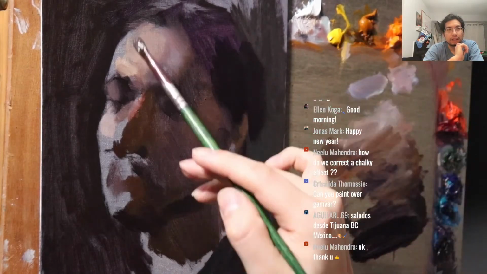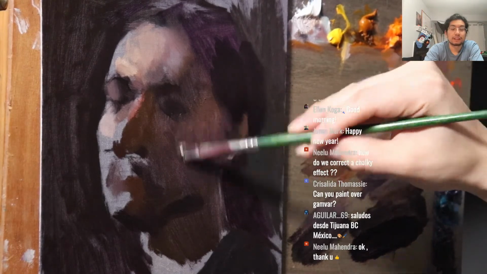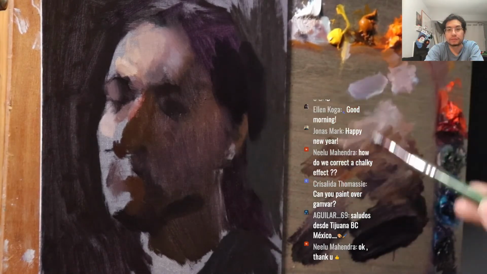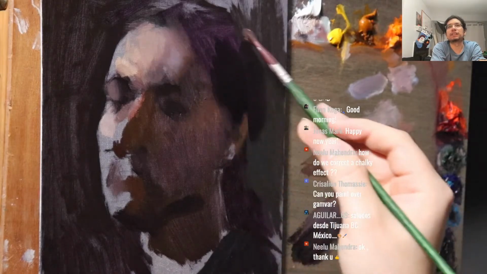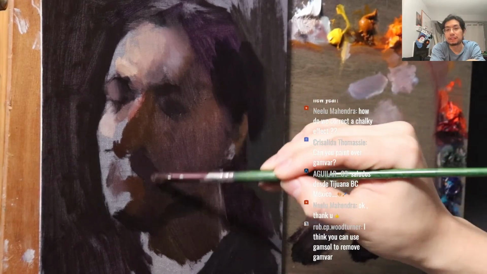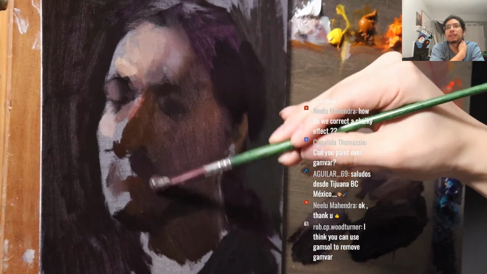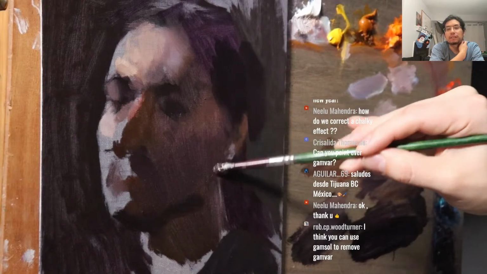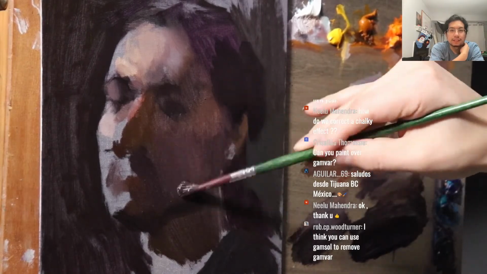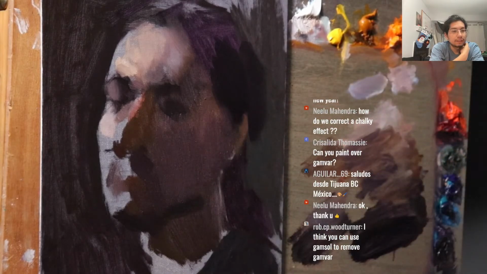But you can do it if you remove the Gamvar with Gamsol first. You have to remove it with Gamsol everywhere. Don't just do it in one spot, just everywhere. I'll experiment with that myself, actually, because I'm not going to tell you to do something that I haven't done. It's only what I've heard and read that you can do. I've got some paintings that are varnished that I don't think are good enough to sell, so I can throw them under the axe and see if the varnish is actually that easily removed.